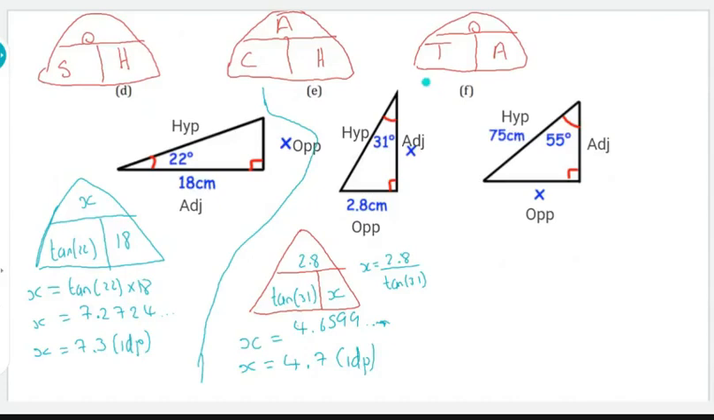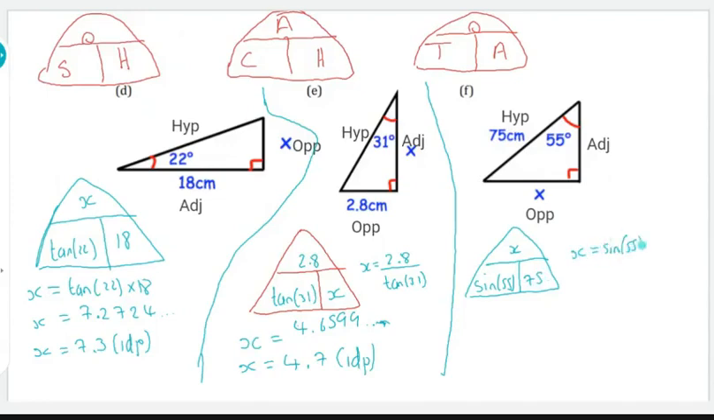Okay, and then quickly going through the last one. This one, we're trying to work out the opposite, and we've been given the hypotenuse. So that's going to be O and H, which is the sine one. S is going to be sine, so sine of 55. Then O is going to be x at the top, and H is going to be 75. So x equals sine 55 times 75.